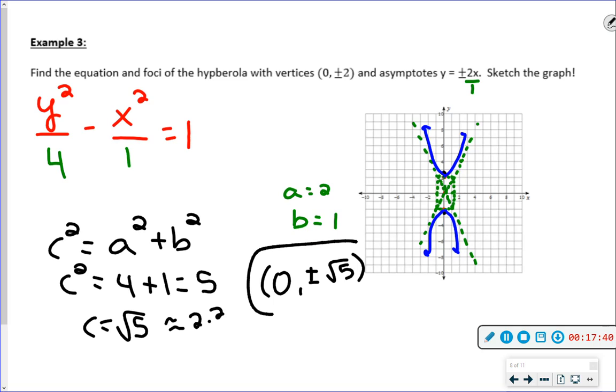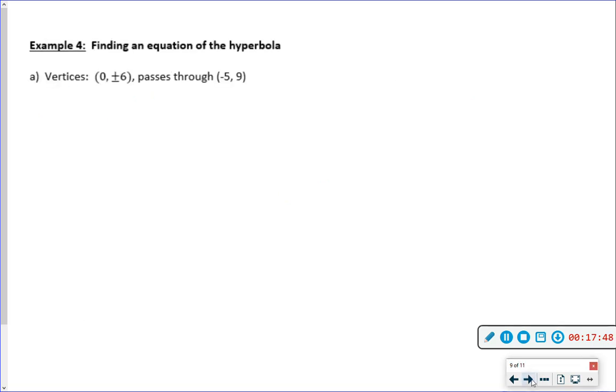So there's my foci. Any questions on the equation? All right, save the best two for the last two. Okay, vertices (0, 6) passes through (-5, 9). That's helpful. Not really. Okay, so right away, if I'm thinking about a picture, vertices (0, 6), (0, -6). So that gives me a little something.